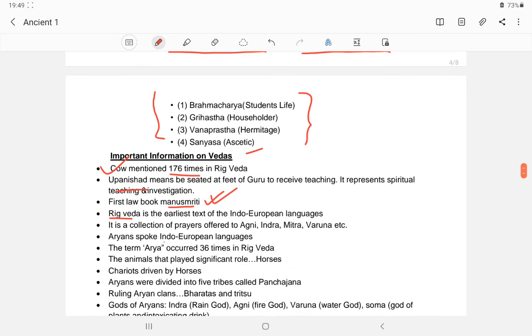And Aryans spoke Indo-European languages. Aryan occurs 36 times in the Rig Veda.